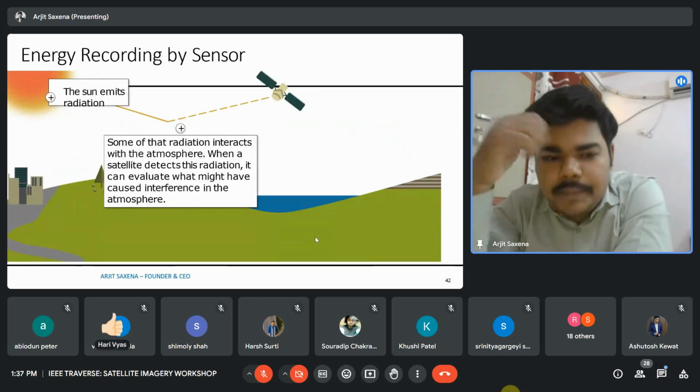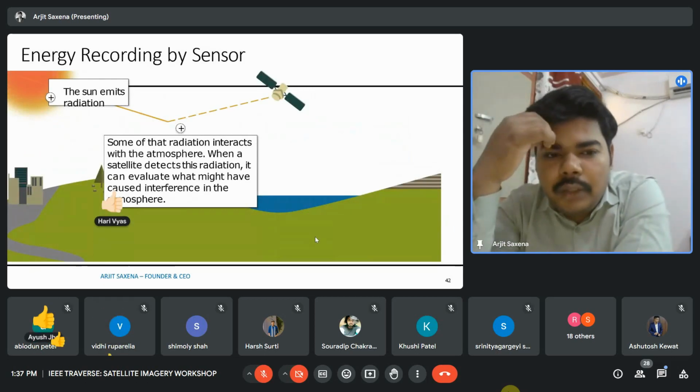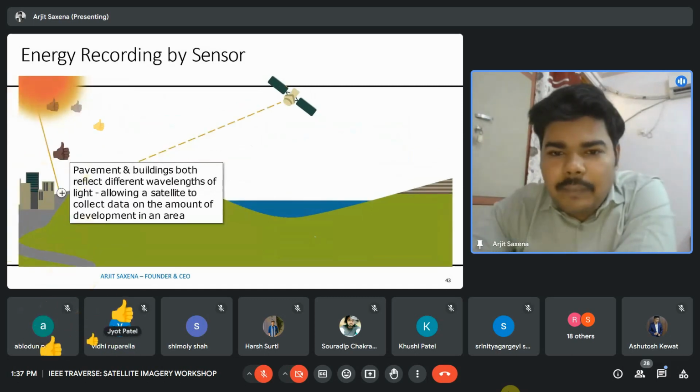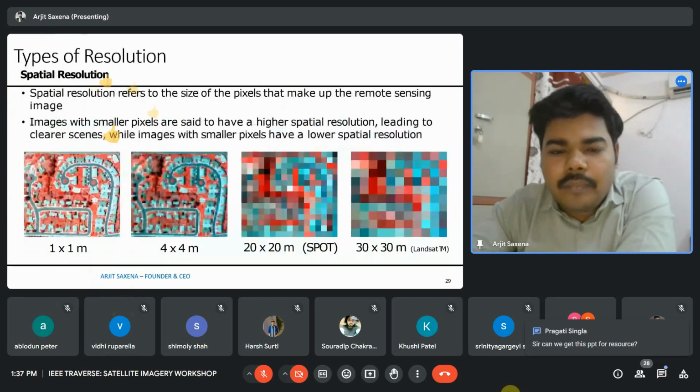Yes or no? Just thumbs up. We have 20 minutes, so maybe we will be overshooting the time by 10 minutes, but yes, we will be covering everything. So, types of resolution.